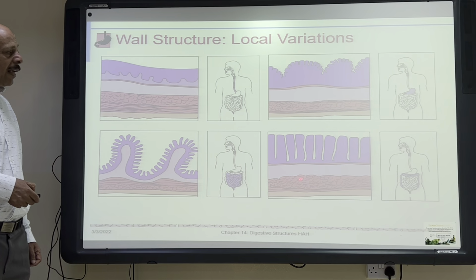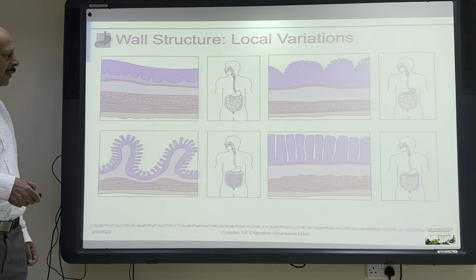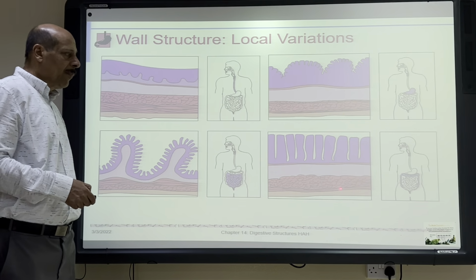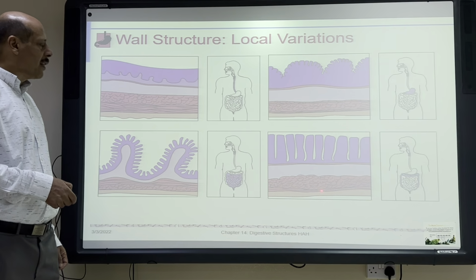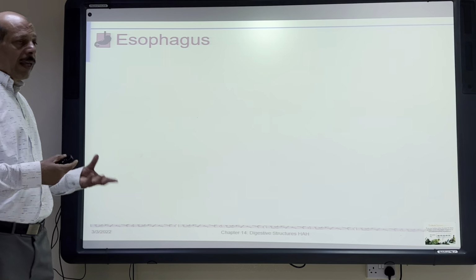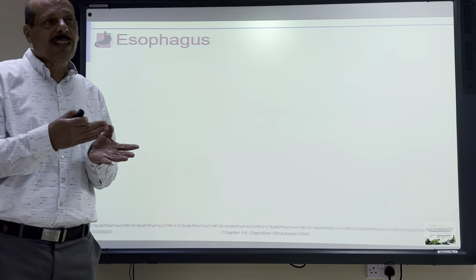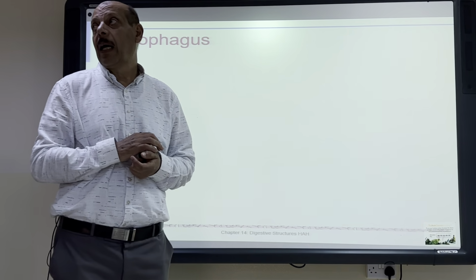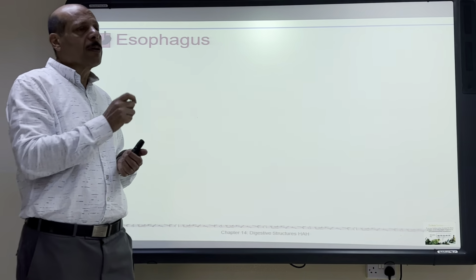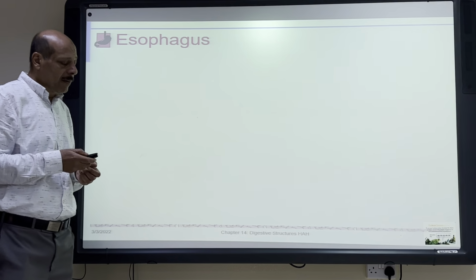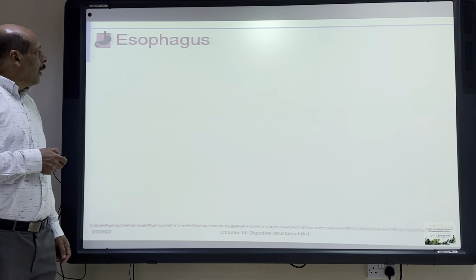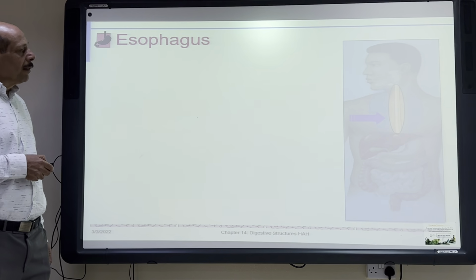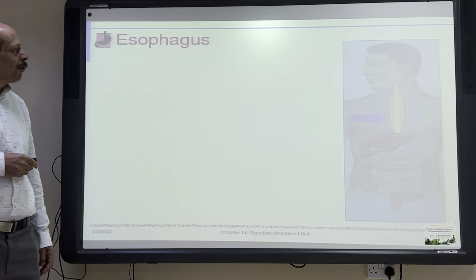And this is the submucosa, this is the muscular layer, and this is the serosa. So there are differences in the structure and the thickness of those layers. So, yes, I am going to stop.